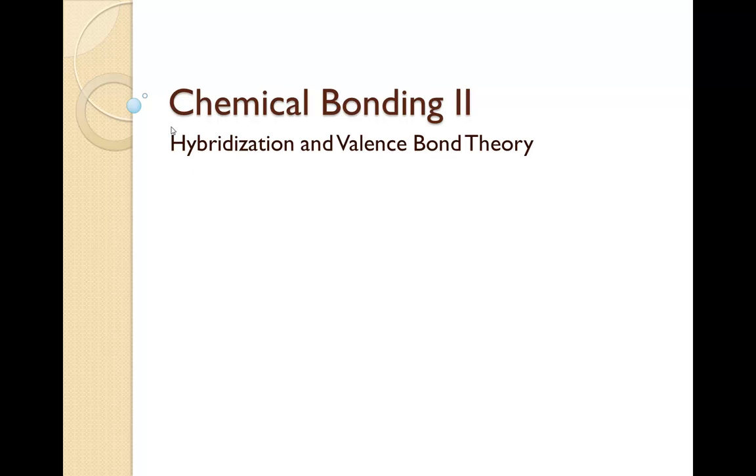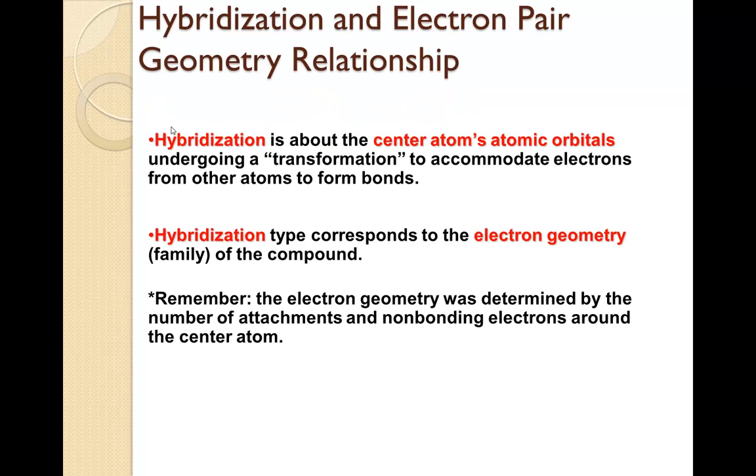In this tutorial, we will be discussing hybridization and valence bond theory. Hybridization is about the center atom's atomic orbitals undergoing a transformation to accommodate electrons from other atoms to form bonds. Hybridization type corresponds to the electron geometry or the family of the compound.